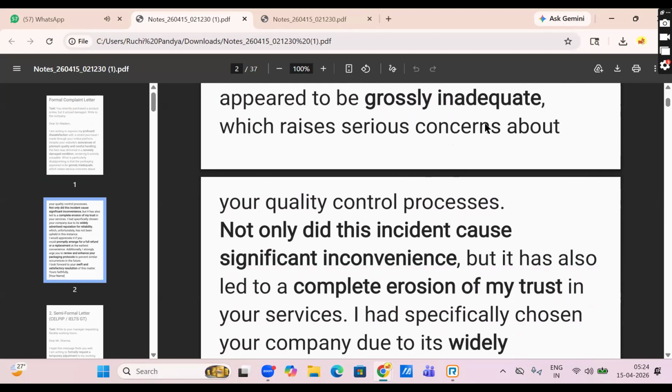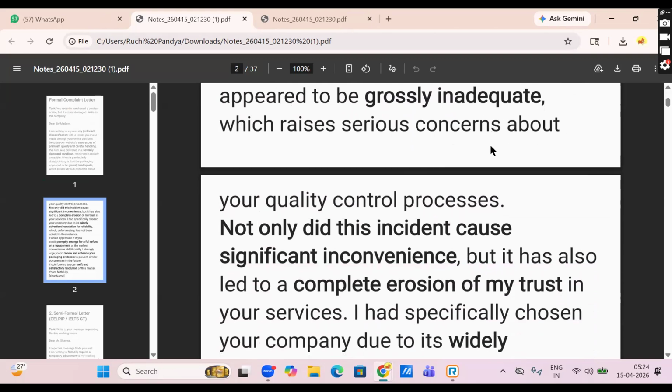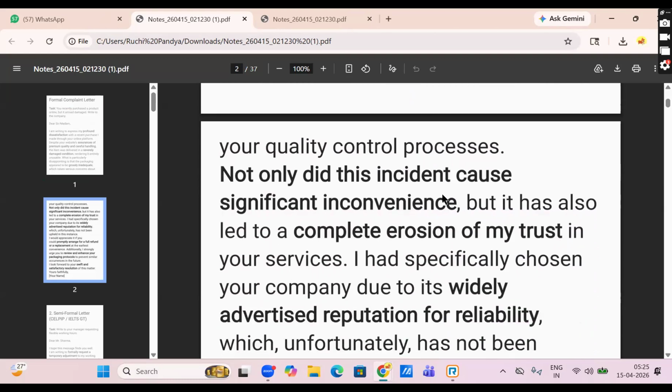Okay, you're only missing the s, huh? Concerns. Okay. Which raises serious concerns about your quality control processes.